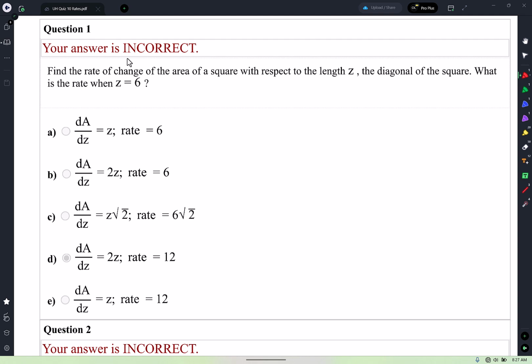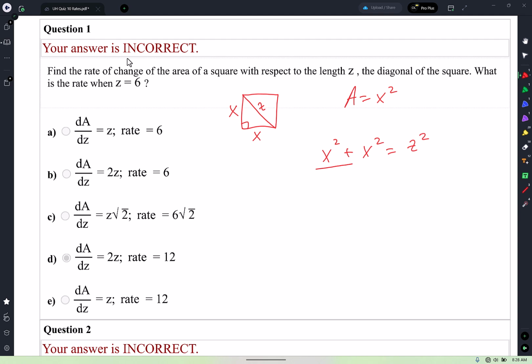Okay, I love it because area of a square should have been x squared, right? So here's my square, and that would have been x, and that would have been x, and you would have said area equals x squared. But they don't want it in terms of x, they want it in terms of z. And they tell you that z is a diagonal. So here's the relationship between the x and the z. We're going to have to do Pythagorean theorem. So x squared plus x squared equals z squared.